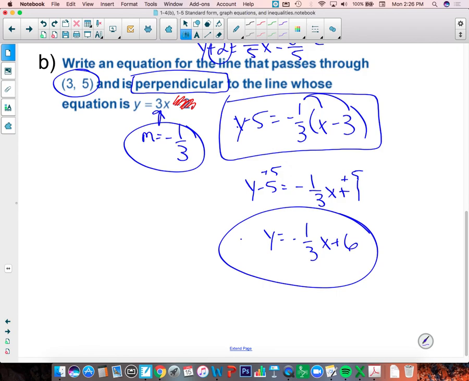It doesn't specify, so if I don't ever specify in something, if I don't say which form you need to use, which I don't think I normally do on tests or quizzes, then you can use whatever form you want. Okay? So save some time. Make sure you read directions.